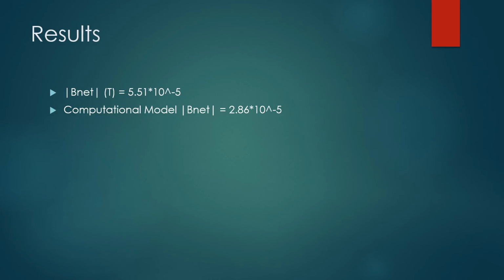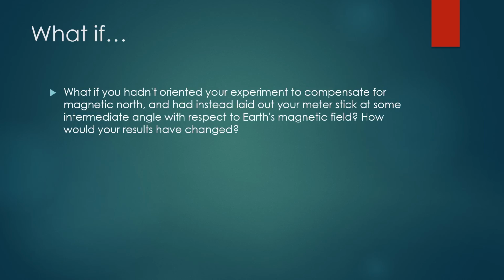The two B net values are compared, the top being from the physical experiment and the lower being from the computational model. Both are different, but not too different since both are to the same power. This shows that there may be some interference and errors made, but regardless they are somewhat close to each other.